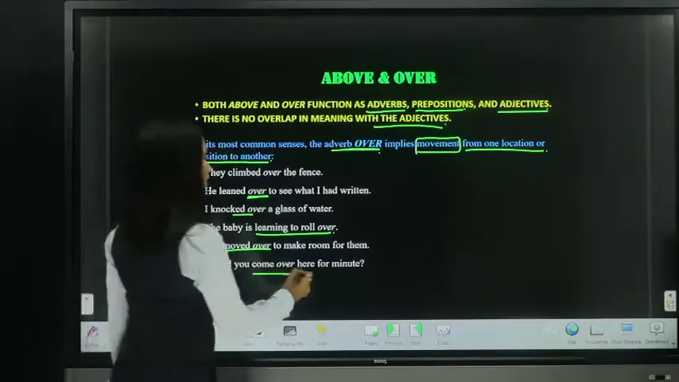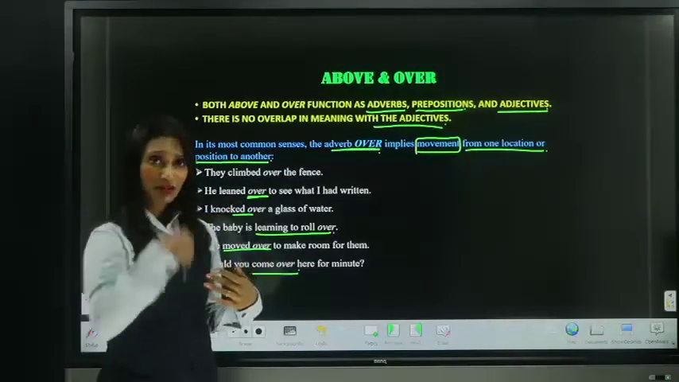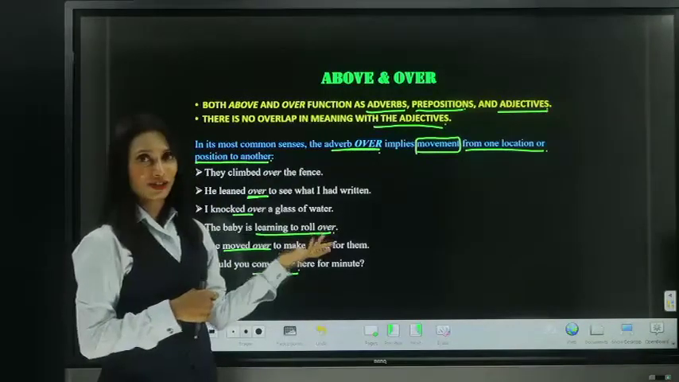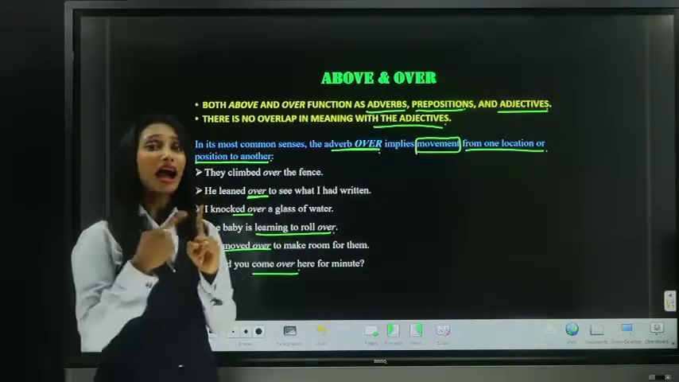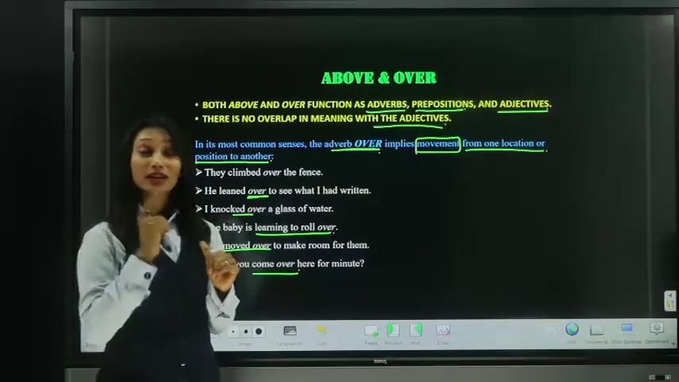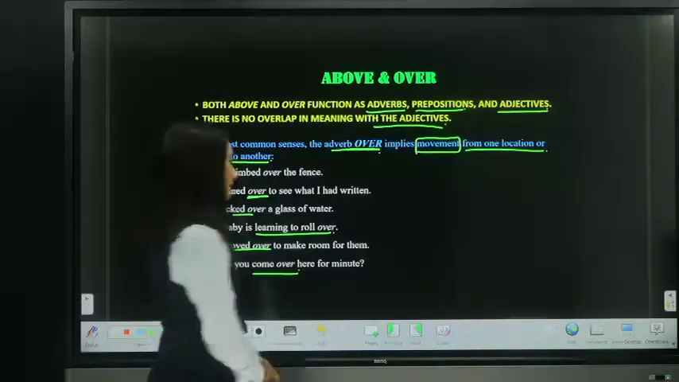Would you come over here for a minute? Come over. That means you have to leave the place to come here. That means again there is a change in location. So first thing, above is not for motion. Only over is used for motion. I hope it is clear. Now let's see the second usage.